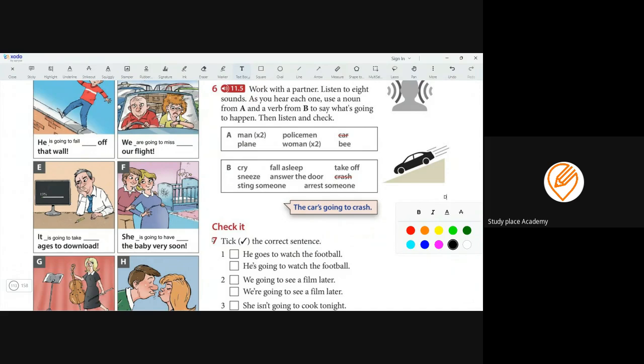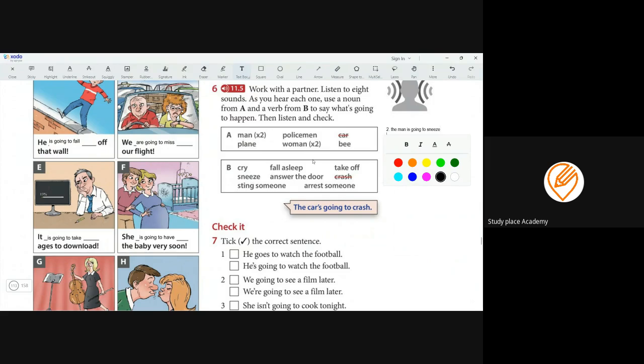Number 2. Okay, I think the man is going to sneeze. That's funny. The man is going to sneeze. Okay, so we have man and we have sneeze.